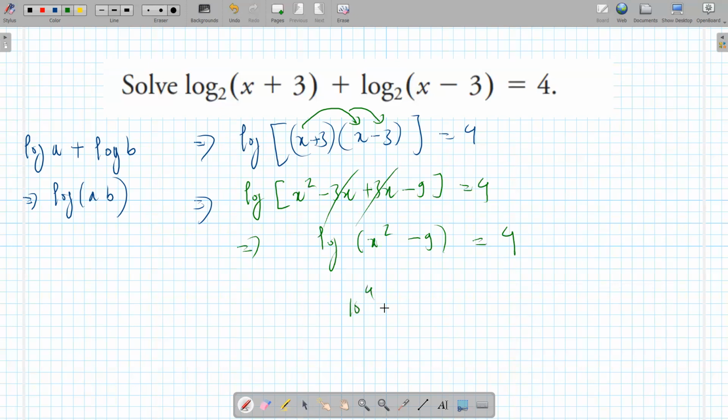So x squared becomes 10 to the power of 4 plus 9, right? Is this a quadratic trinomial? Do we need to factor this? No, this is not a factoring question. This is straight up just you add this up. What's that? 10,009. And then you square root it, and that's going to be your x value. Cool?